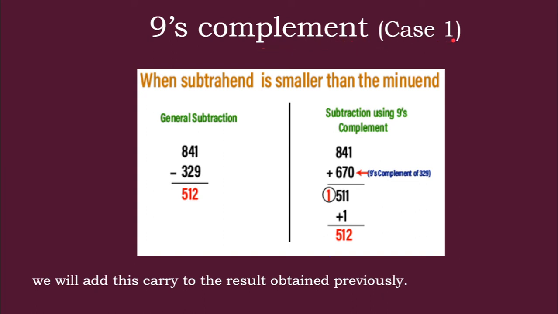Now let us see with an example how the nines complement is done in case 1. Case 1 is where the subtrahend is smaller than the minuend, that means the second number is lesser than the first number. We are subtracting the smaller number from the bigger number, so naturally the answer will be positive. In normal subtraction, we cannot subtract 9 from 1, so borrowing 1, 11 minus 9 is 2, then 3 minus 2 is 1 and 8 minus 3 is 5. The answer is 512, which is a positive number.